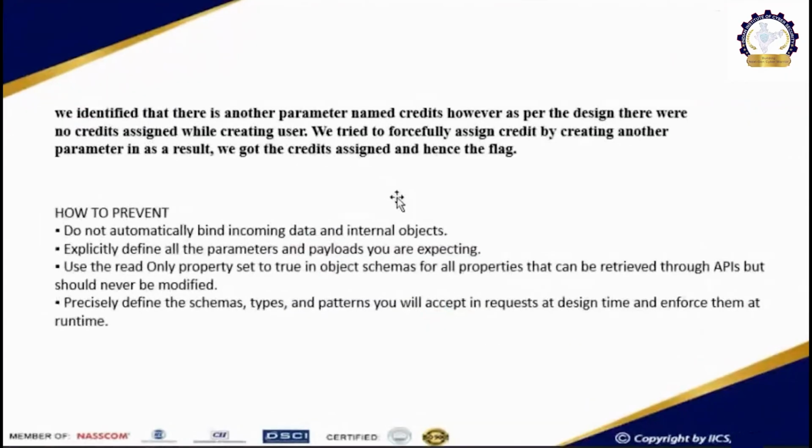So what we did here is we identified that there is another parameter named credits. However, as per the design, there were no credits assigned while creating a user. So we tried to forcefully assign credit by creating another parameter in the request. We forcefully added that credit field into our request body, and we got the credit assigned, and hence the flag. So how can we prevent it?